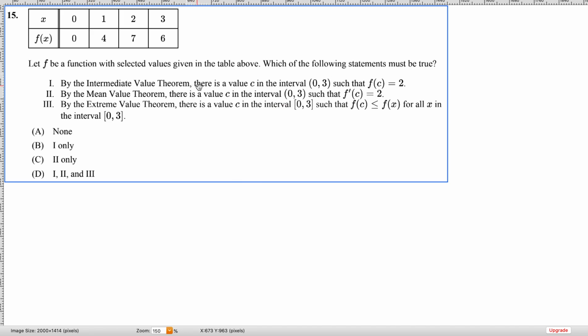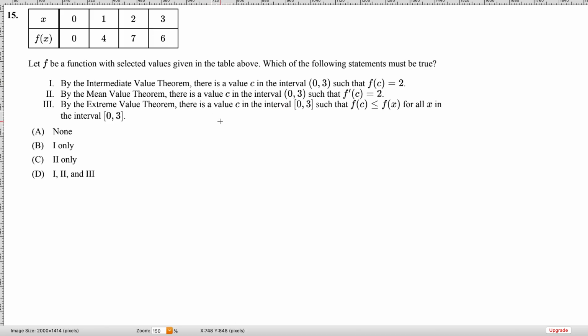So it says by the intermediate value theorem, there's a value c in this interval such that f of c equals 2. Now, in order to apply the intermediate value theorem, like we saw in the last one, we need the function to be continuous. We don't know if f is continuous, so we can't guarantee 1 to be true. By the mean value theorem, there is a value c in the interval such that f prime of c equals 2. And in order to apply the mean value theorem, we need that f be continuous and differentiable, and we don't know either of those two things.